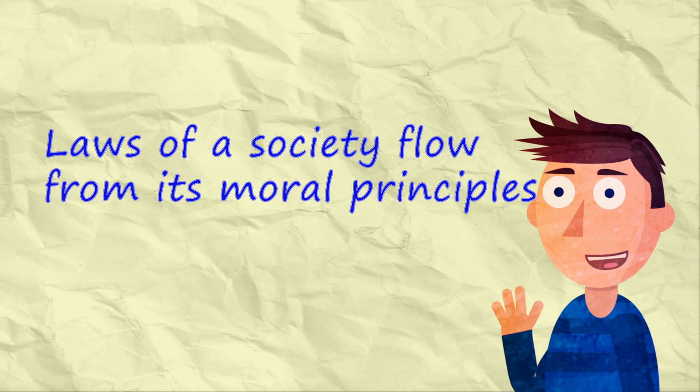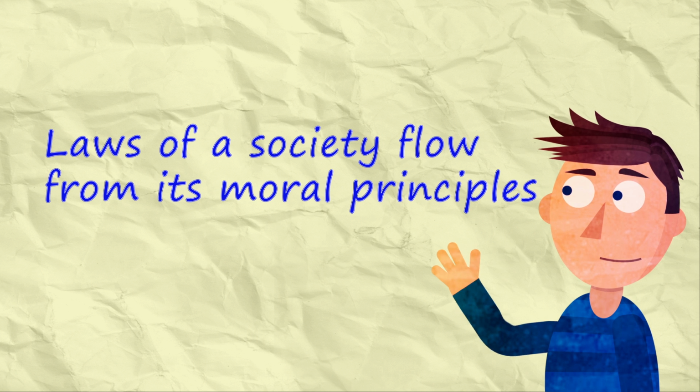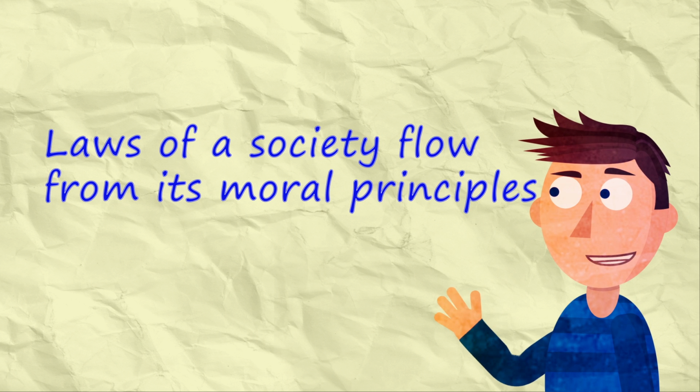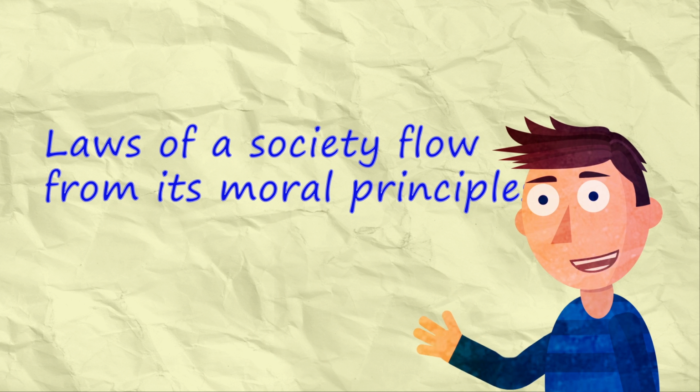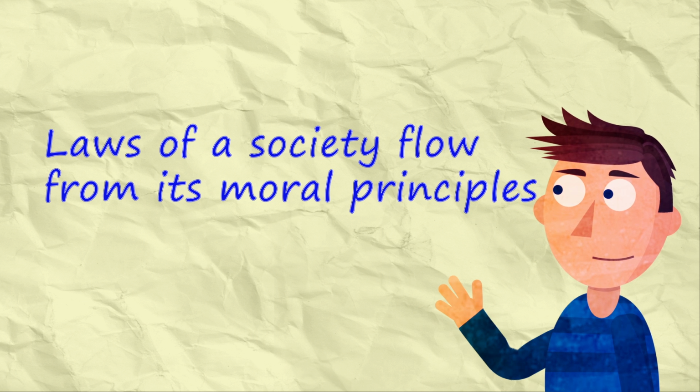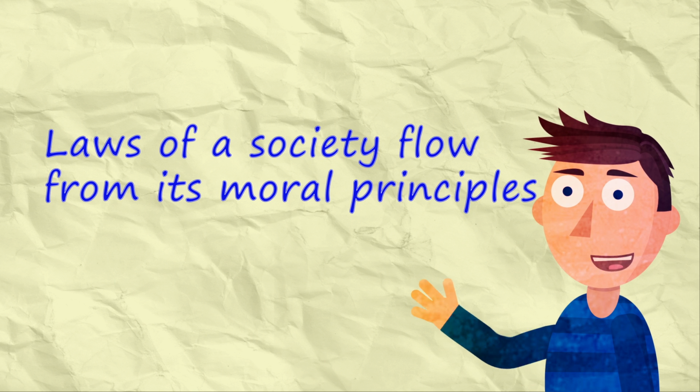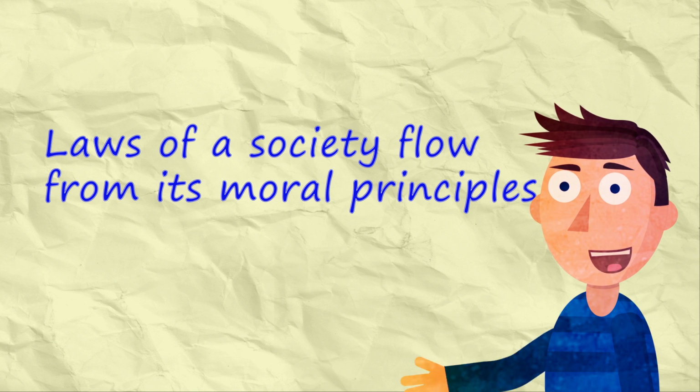However, what is immoral isn't necessarily illegal. What is illegal isn't always immoral. For example, it is immoral to cheat on your spouse, but adultery is not illegal, at least in Canada.